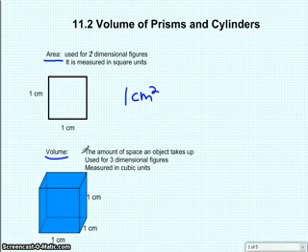Now the difference of that is volume. Volume is the amount of space an object takes up. And we use volume when we measure 3-dimensional figures. And volume uses cubic units.